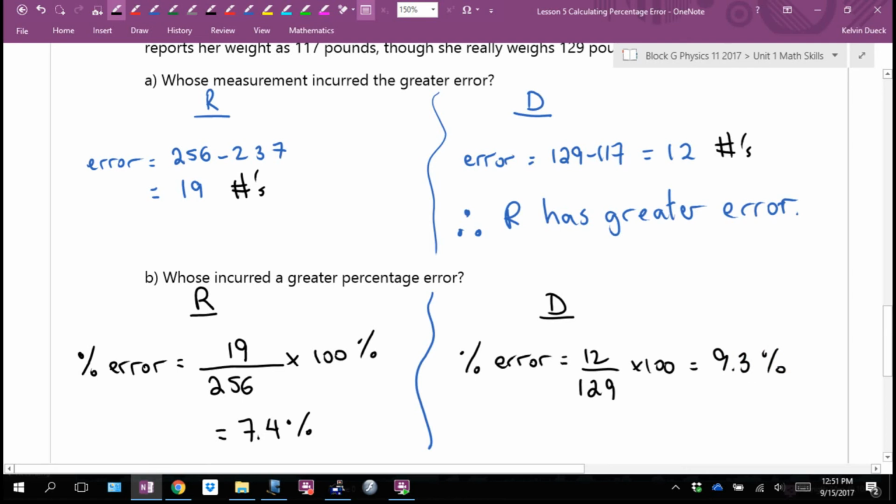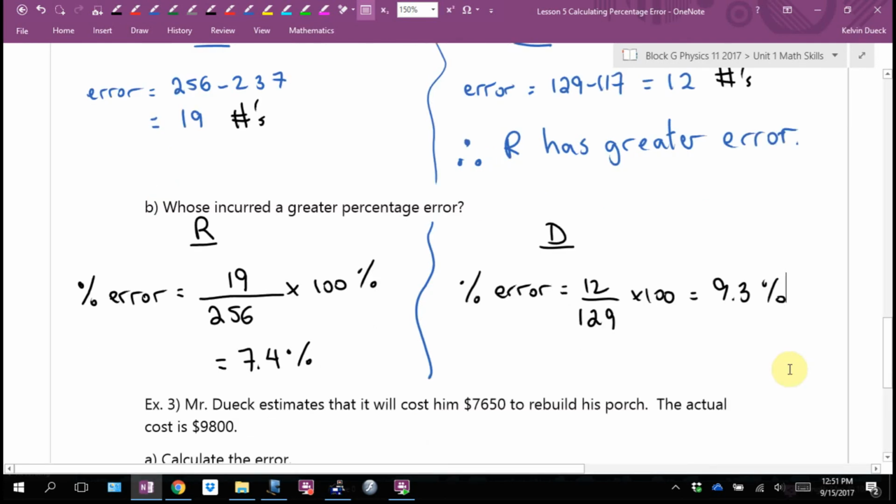So who had the greater error? Reginald. Whose scale was off by a bigger percentage? In other words, which scale is less accurate? Probably Dagmar's, because it was off by a bigger percentage. Even though it wasn't off by as much in pounds, it was further as a percentage from the correct answer than Reginald's was from the correct answer. Therefore, Dagmar has greater percent error.